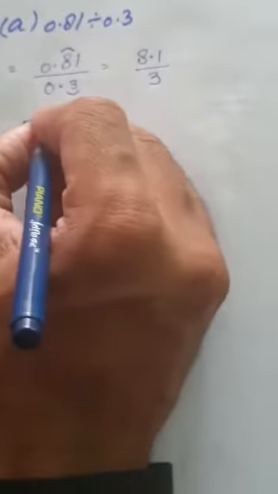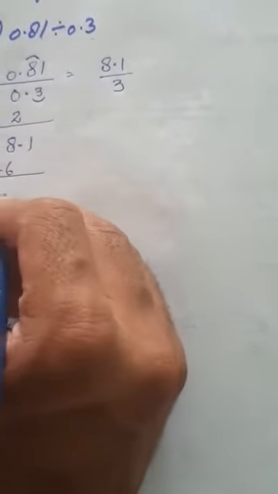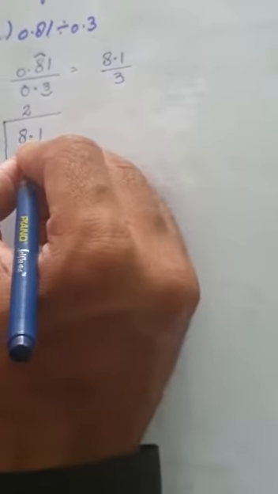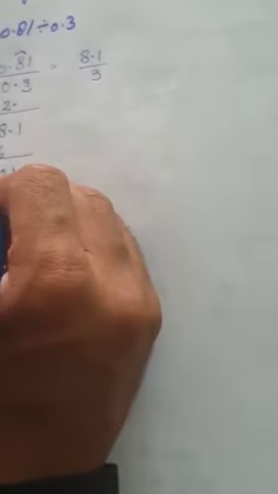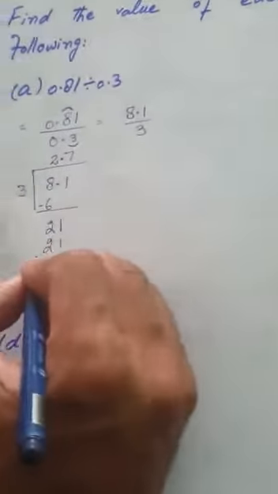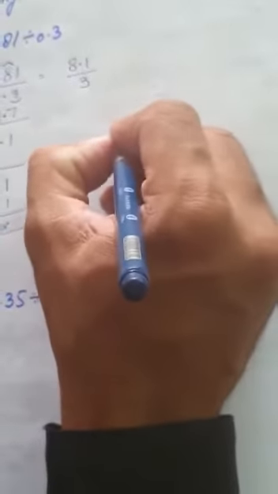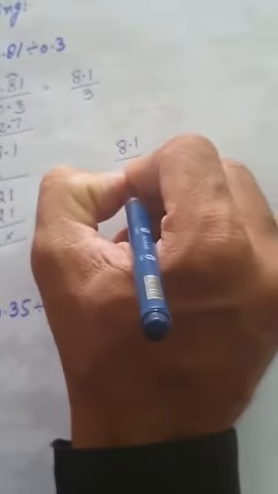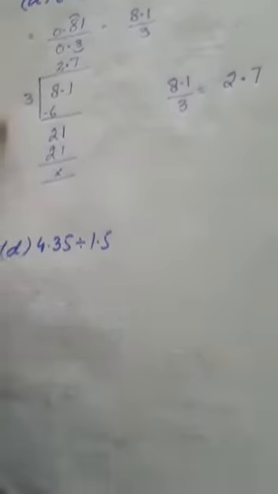Let's start. 3 2s are 6. Okay, we will subtract 6 from 8. It will become 2. As you can see, the point is here, so we will place the point in our answer. Okay, and 1 comes down in the downward direction. After this, 3 7s are 21. Okay, left with 0, the remainder is 0. So 2.7 is our answer. 8.1 divided by 3 is equal to 2.7.